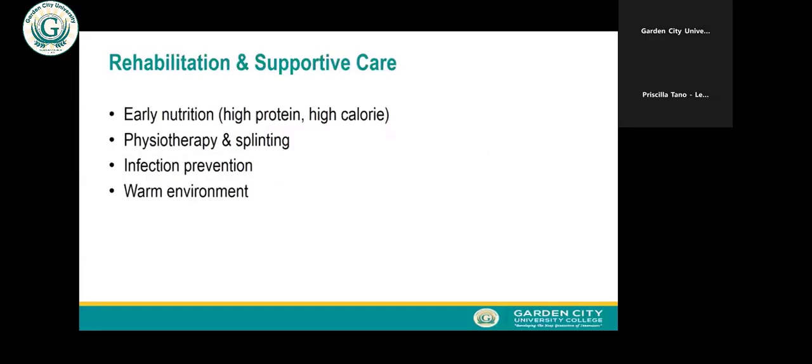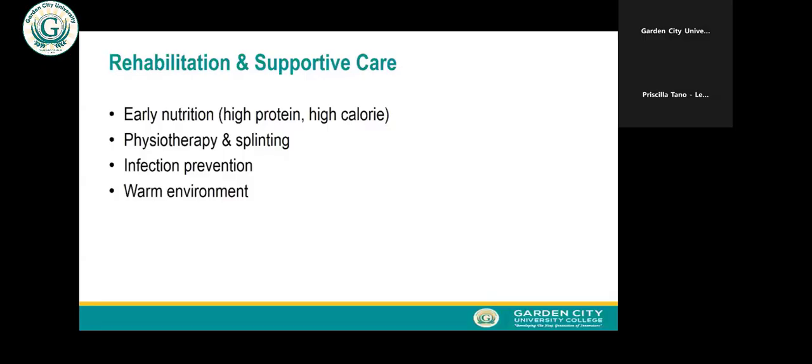Rehabilitation and early nutrition. They really would need what? A high protein diet, right? When you go to them, they'll say they should take 6 eggs a day. Some of us cannot take 6 eggs, but whether you like it or not, they're supposed to take 6 eggs a day. So they need a high protein diet, then a high caloric diet.